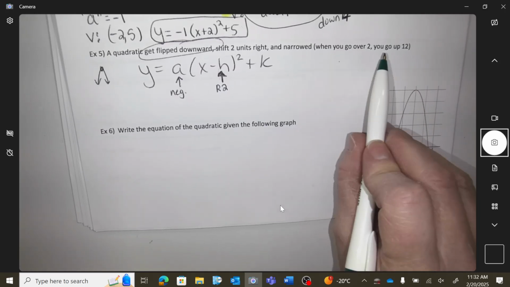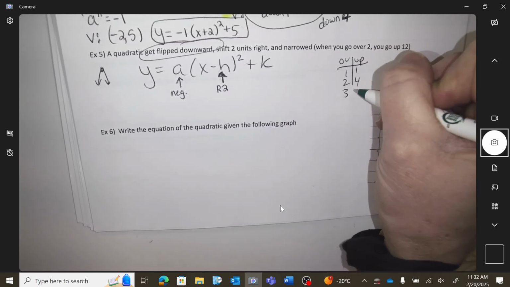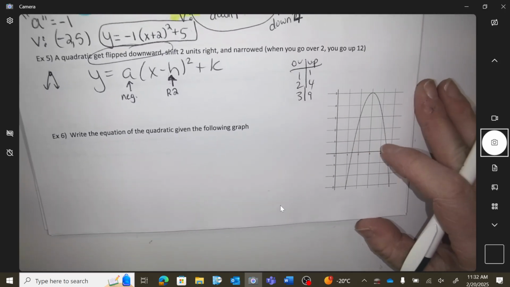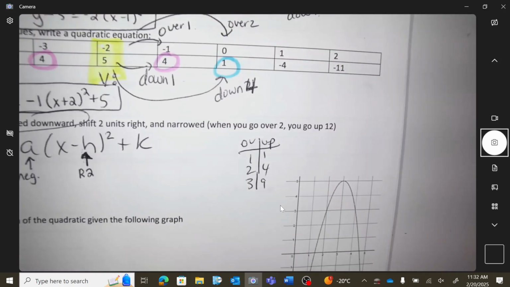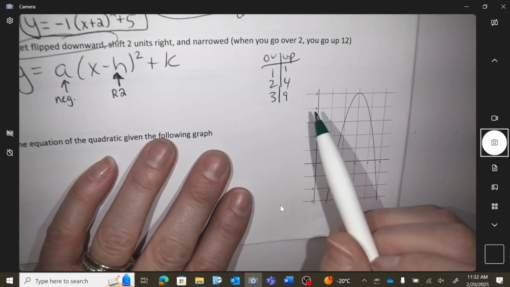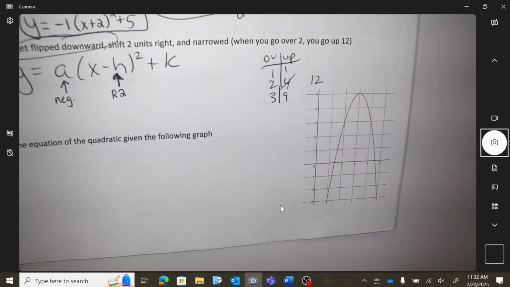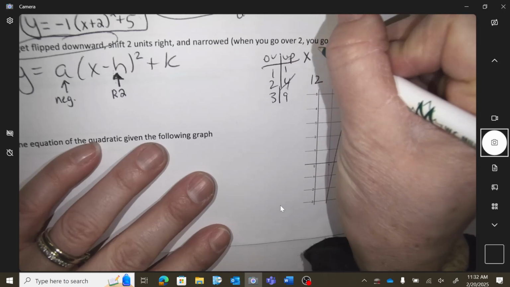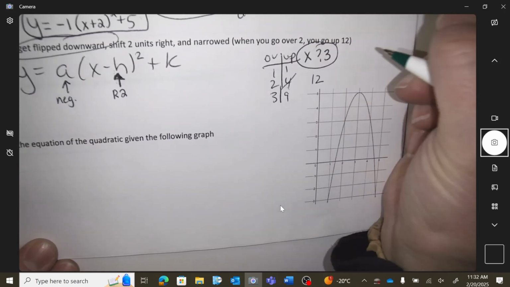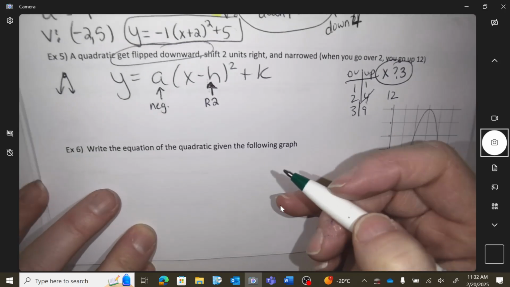So it says when I go over 2, I went up 12. So if I dial in on my chart, when I went over 2, I should have done 4, but instead of 4, we did 12. So therefore, I'm multiplying by 3. And that 3 is that narrow. Anything over 1 makes it narrow.